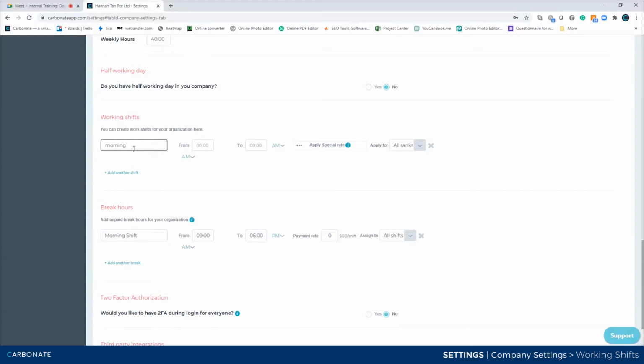Morning shift, seems like I'm trying to push a little faster. Okay, 9 a.m. to 6 p.m. Okay, then this is special rate. If you're working morning shift, there are no special rates, no incentives, no nothing, and it is applicable to all the ranks. You can control which rank this is applicable to. Let's say some top management people are working for this. Let's give you a proper example.